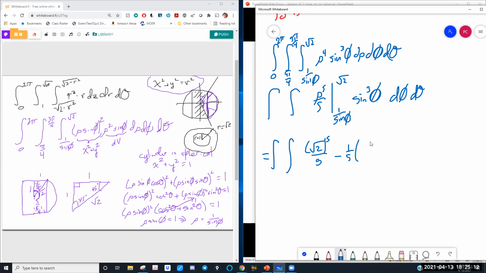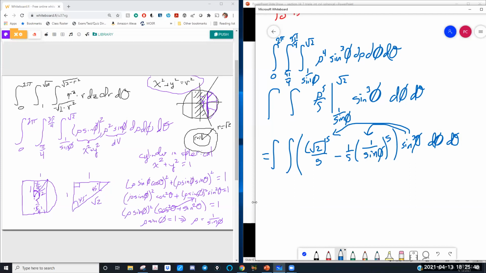Here's where it's going to get real messy. 1 over sine phi to the 5th. And then that whole thing is getting multiplied by our sine cubed phi. And then we'll still do a d phi, d theta. So here's where this thing's going to get a little bit messy. We're going to have to distribute the sine cubed phi, which is not going to be pretty. It will cancel out with most of these. Unfortunately, those sine phis end up in the denominator.